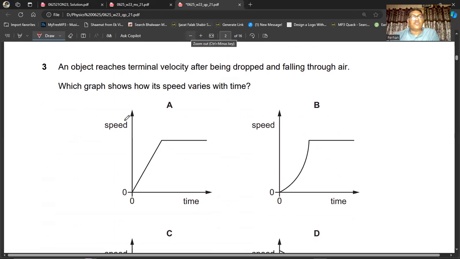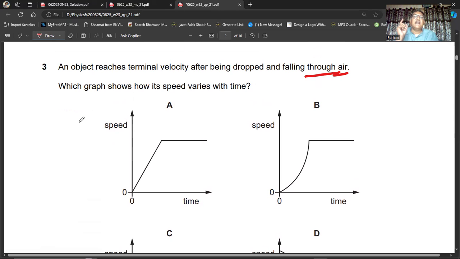Okay, so here we have question number 3. An object reaches terminal velocity after being dropped and falling through air. This word is very important. The air is there, so there is air resistance present. He says it was dropped and now it has reached the terminal velocity. So its speed will go on increasing, and then the speed will become constant. Because the air is present, that line must not be a straight line. When its speed is increasing, the graph should be a curve because of the presence of the air.